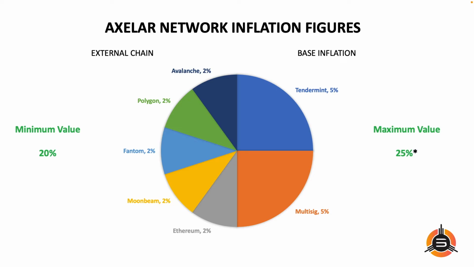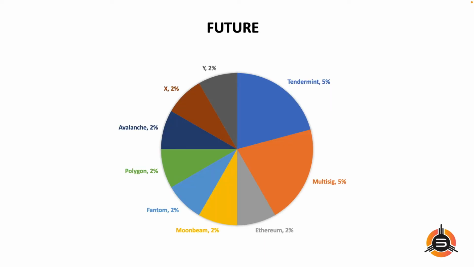I've given a star there. That's because down the line there will be more chains supported by Axelar. For example, if there is a chain X or a chain Y, then there will be a tentative figure, which I've given here as 2%. It can be slightly different depending upon what the Axelar team decides. So there will be a few inflation figures for different chains.